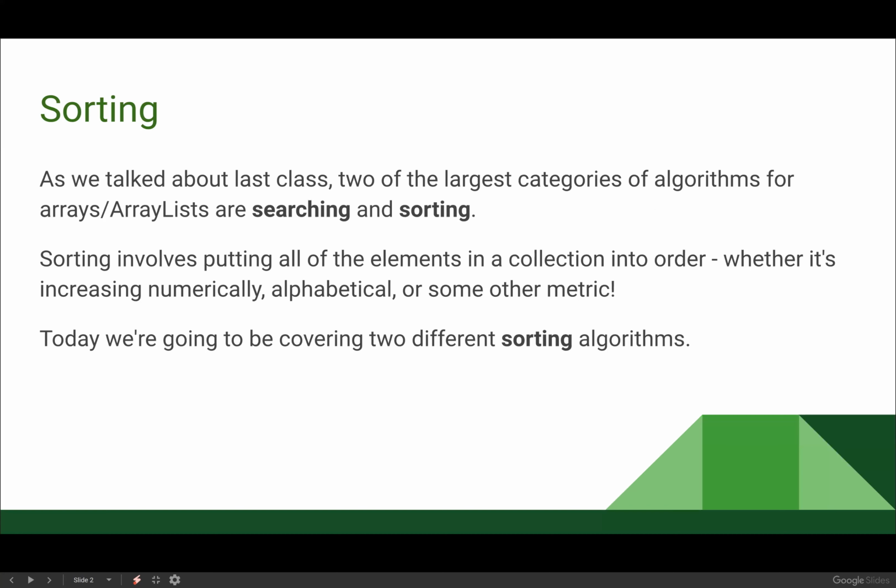Last class we talked about searching using the linear search algorithm. Today we are going to be talking about a couple of different sorting algorithms, where sorting involves putting all of the elements in some kind of a collection, whether it's an array or array list, in order, whether it's numerical order, increasing or decreasing, alphabetical order, if we're working with strings, or some other kind of comparison that we're making. And today we are going to be covering two different sorting algorithms that we can work with.